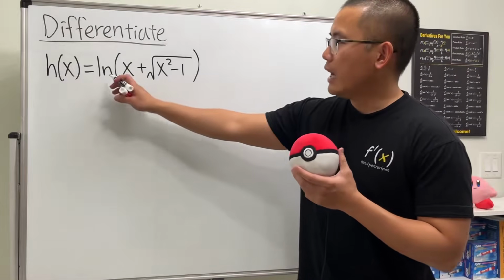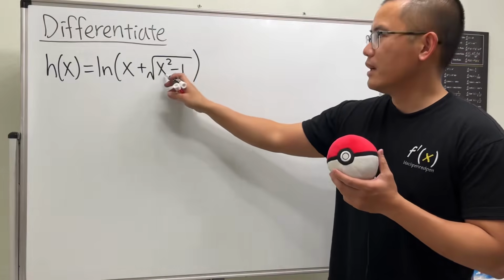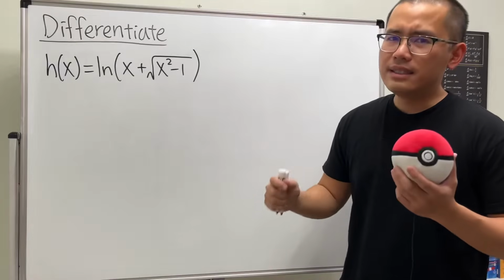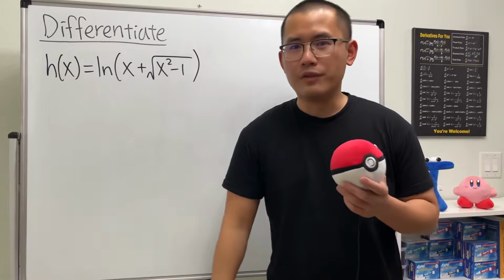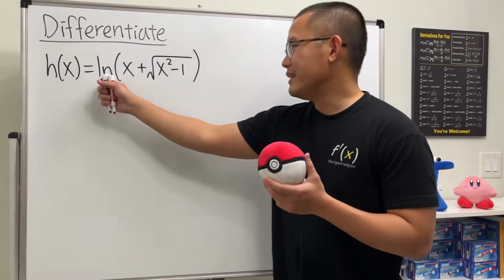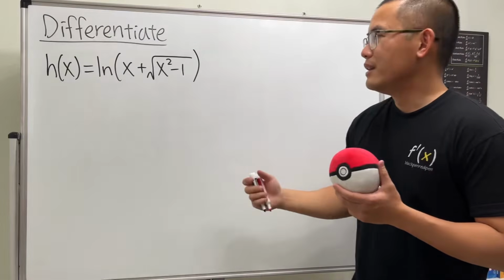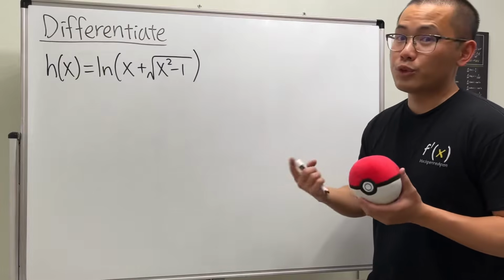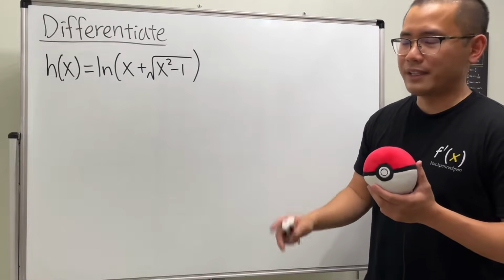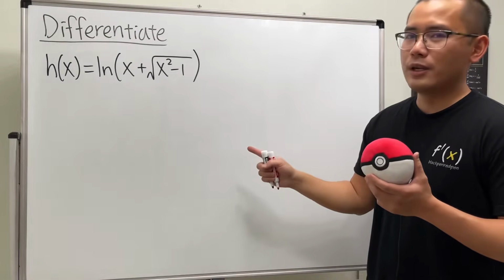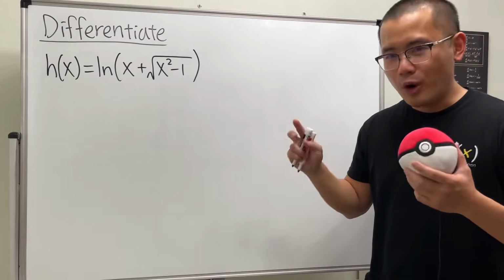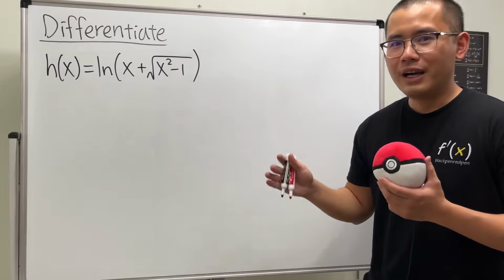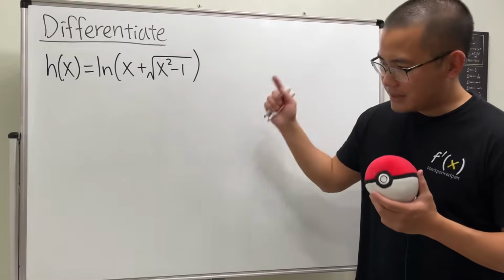Here we are going to differentiate ln of x plus the square root of x squared minus 1. This is a pretty classic calculus 1 derivative question. It involves the idea of using the natural log and also the chain rule. And it's not just chain rule one time, we actually have to do the chain rule twice. So, very popular question. If you're taking Calc 1, you can almost expect your teacher will ask you this question on the quiz or on the test. Let's see how we can do that.